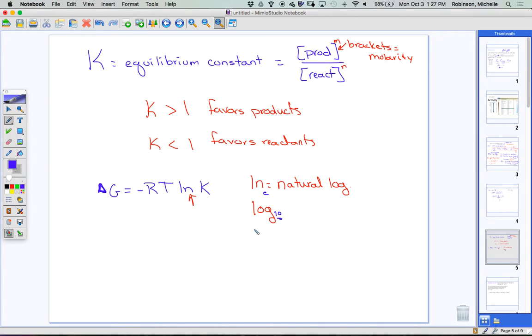Do you remember what E is? It's 2 something. 2.718 something. 2.718. There we go. All right, so the natural log is just a log. It's the same thing as log. It's just on base E. Okay? Two different buttons on your calculator. They serve the same function.